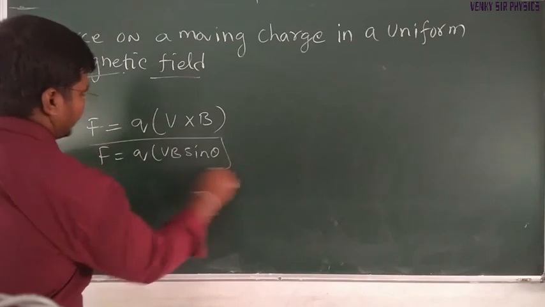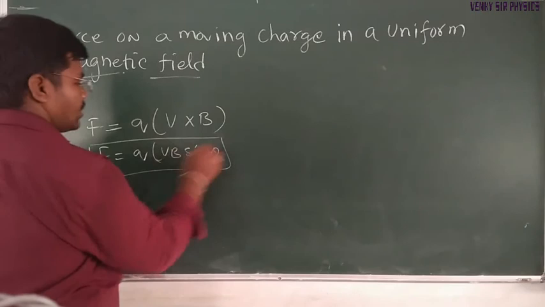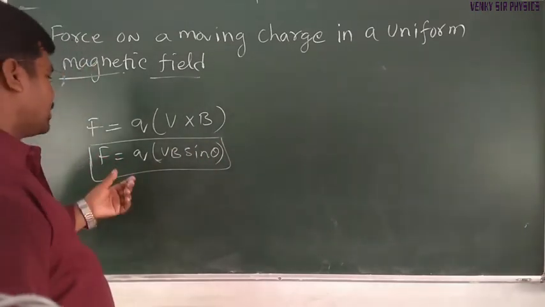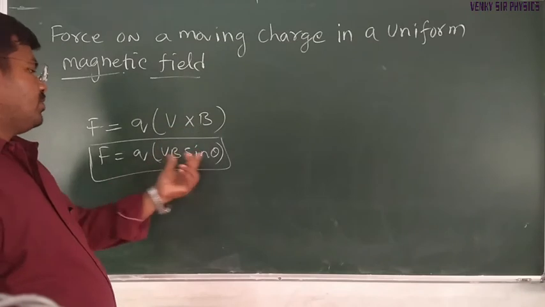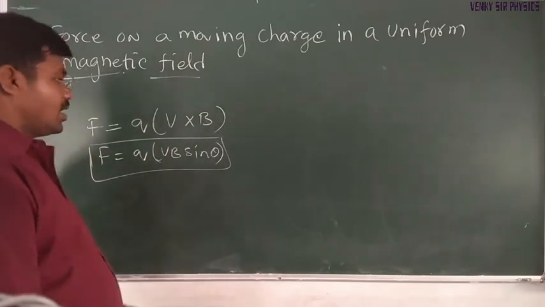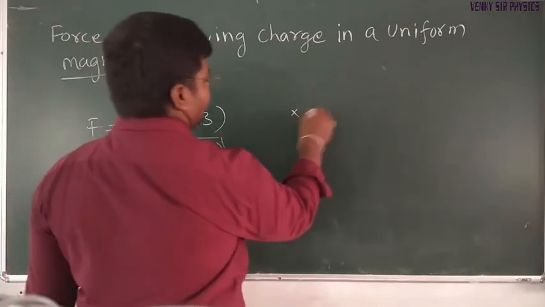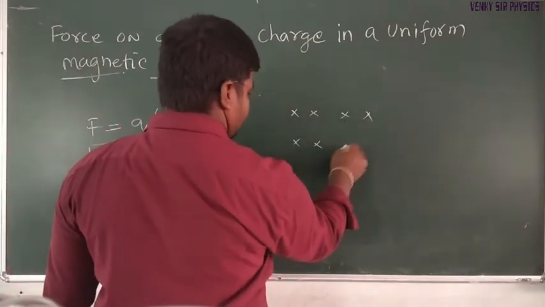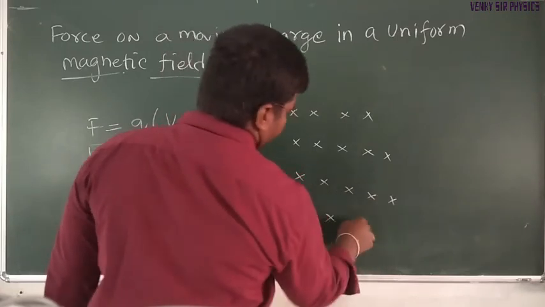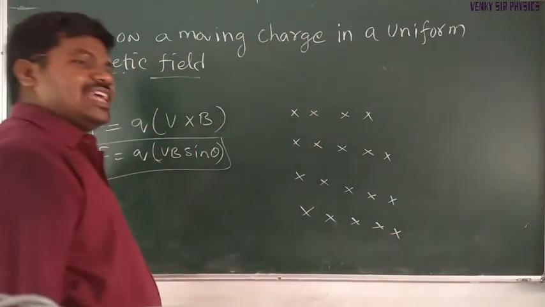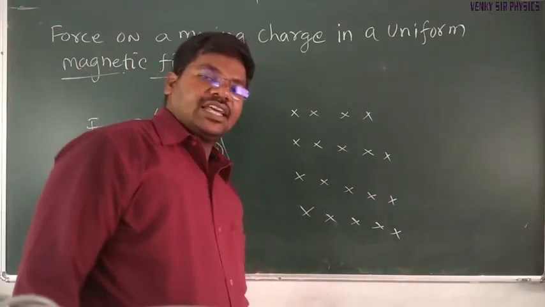Again, according to vectors, we can write the cross product: v vector cross B is equal to vB sin theta. So first consider a magnetic field. This cross symbol always represents magnetic field lines entering into the board. The magnetic field lines enter into the board.